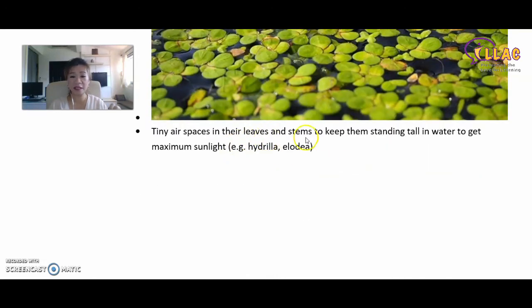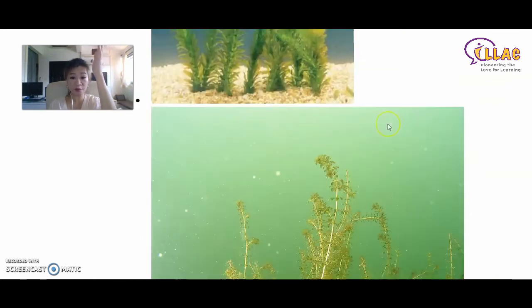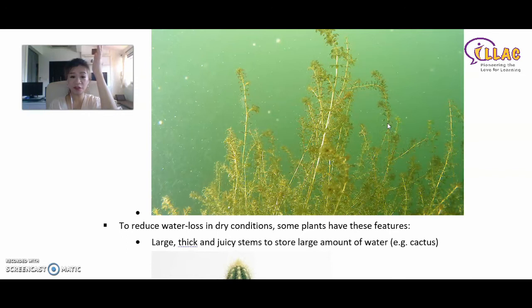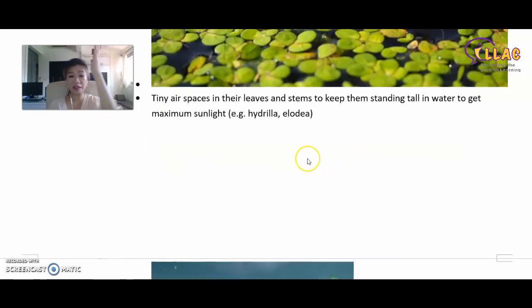Tiny air spaces in their leaves and stems help them stand tall in water to get maximum sunlight. So why do they actually stand? Hydrilla, Elodea. So this is Elodea. Okay, look very, very familiar with Hydrilla. So why is it that they can stand in water like that? Because they have air spaces in the leaves and stems to help them stand.